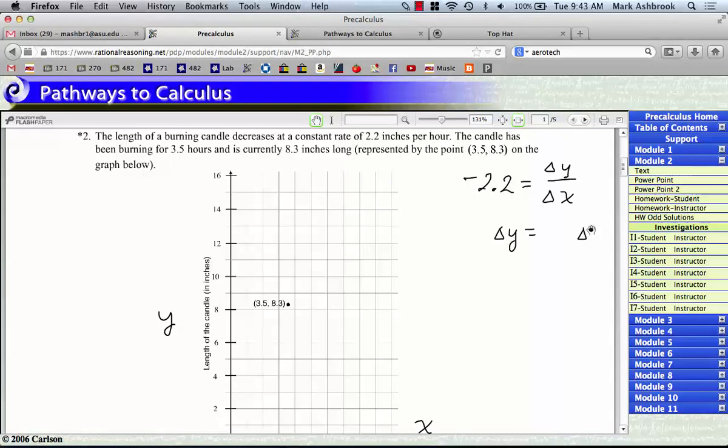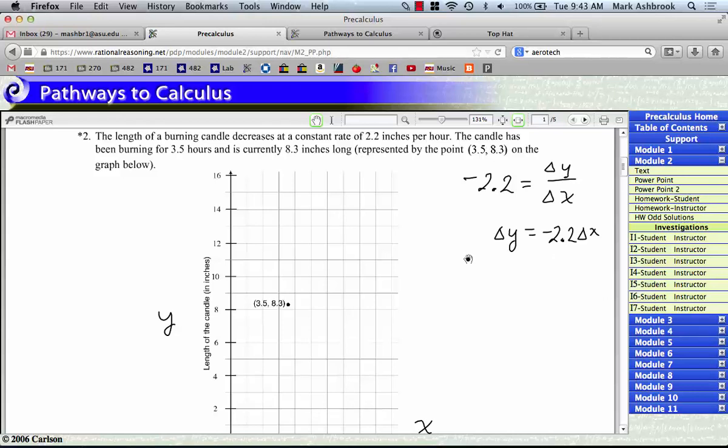Just do a change in x times negative 2.2. Right. This is another perspective: the change in one quantity is always a constant multiple of the change in the other. So if we ever want a change in y, we can take negative 2.2 times the change in x to get the change in y.